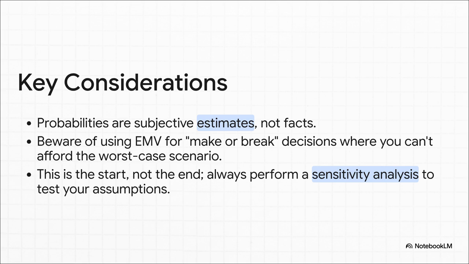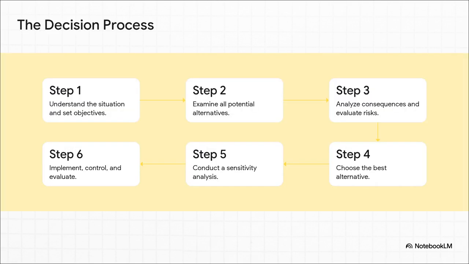Second, EMV is most useful for decisions you might make again and again. Think about it. If that worst-case scenario, that $250,000 loss, could literally bankrupt the company, the average value doesn't matter so much, does it? You simply can't afford that risk. And finally, this isn't the end of the analysis. It's the beginning. The really smart next step is always a sensitivity analysis to see just how fragile your conclusion is.